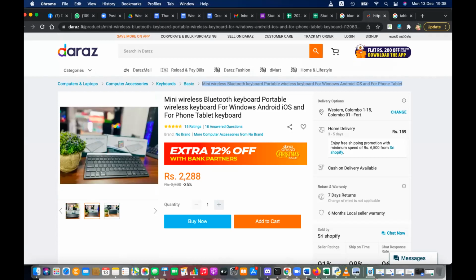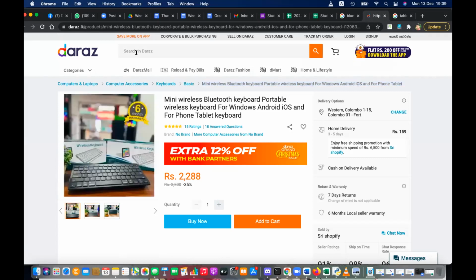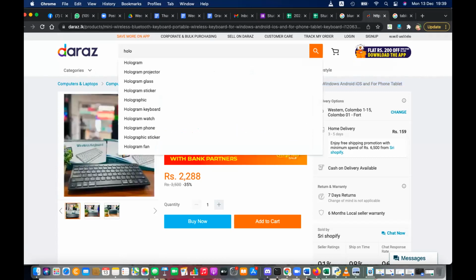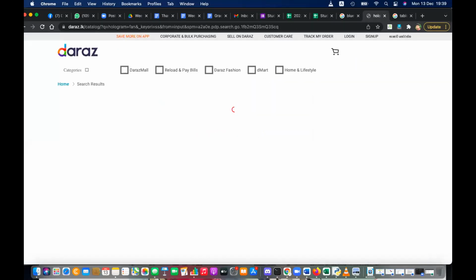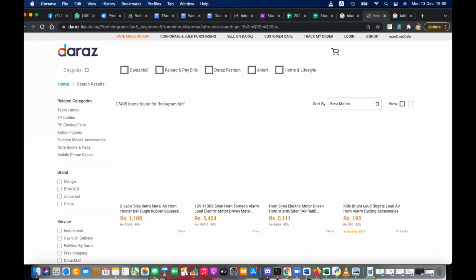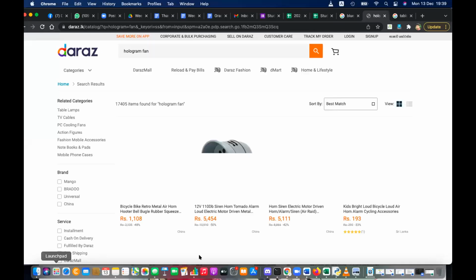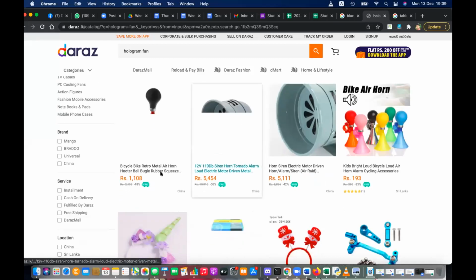Sir, I searched for a hologram fan on Dara's. It shows an amount of 98,000. Oh, hologram fan? Yes, sir. Is it from China? No, sir, I didn't look at it, but I saw the price. So I think it's from China, right? Because I have not seen Sri Lankan sellers selling it. Yes, sir, it should be from China. Yes, this one, hologram fan.